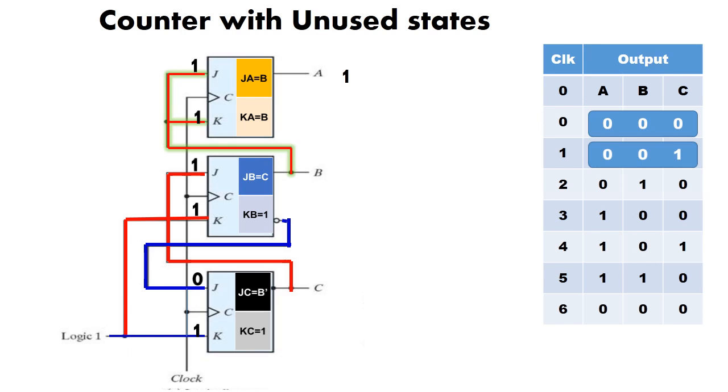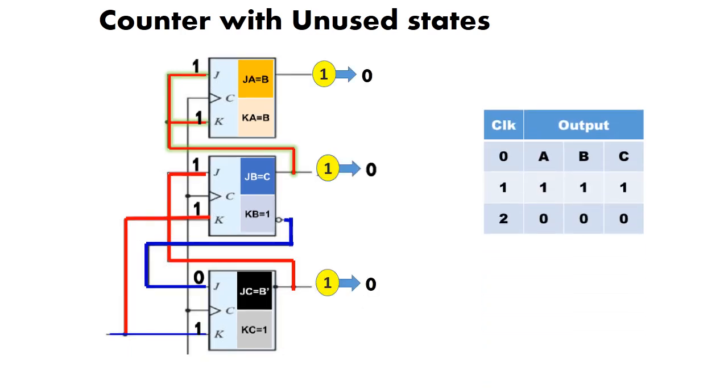From this, it is clear that the counter returned to the normal sequence 0,0,0 from 1,1,1 in the next clock pulse. In this way, we shall ensure the circuit gets back to its normal sequence. Thus, in the counter circuit, if it happens to be in one of the unused states, it eventually reaches the normal count sequence after one or more clock pulses.